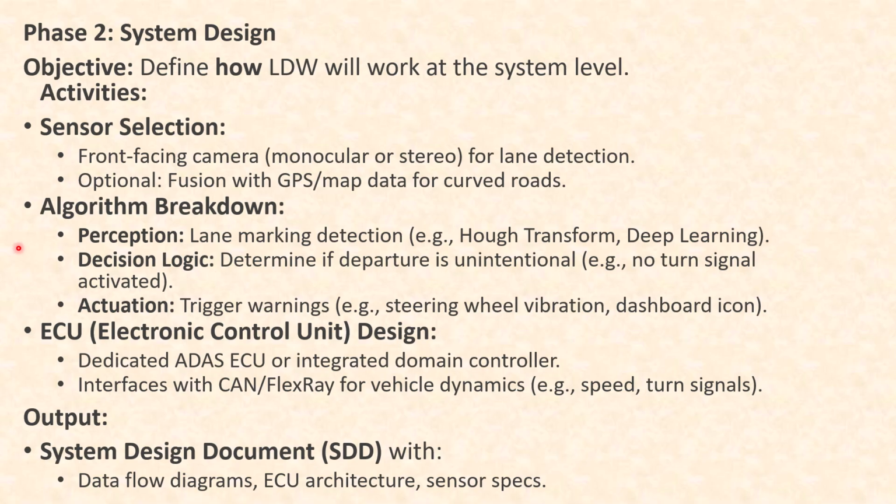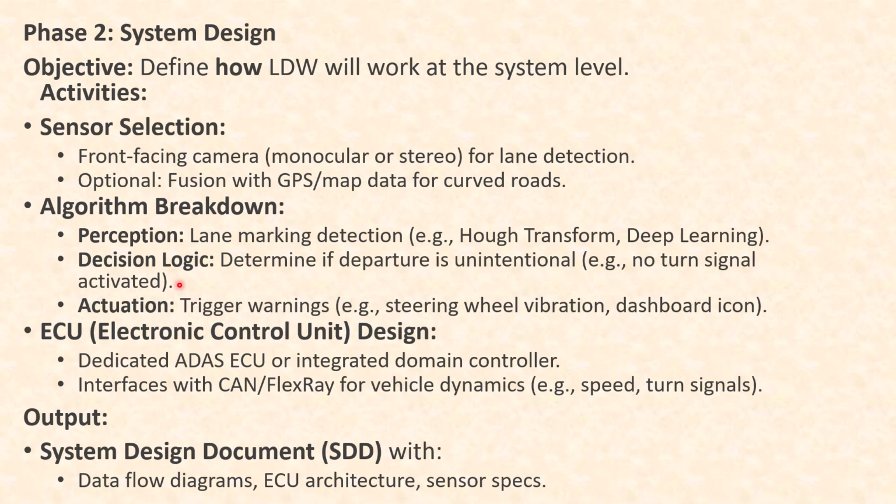Next is algorithm breakdown. What is algorithm breakdown? First you should perceive, then decide with logic, and next is actuation. Lane marking detection uses perception software like Hough transform or deep learning, and next is decision logic. For example, no turn signal activated.